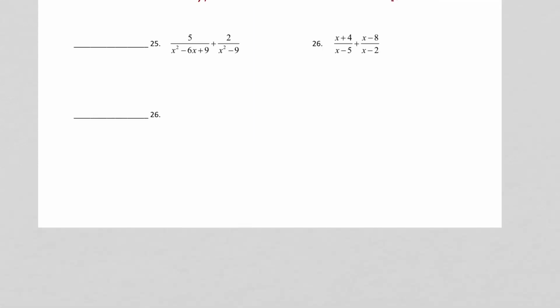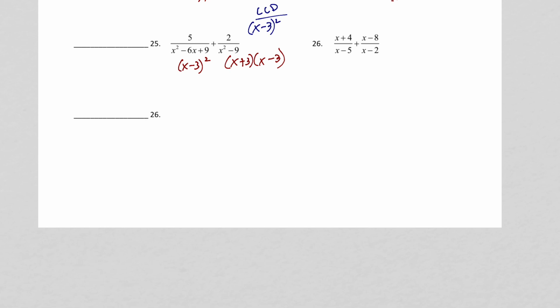Okay, before we can determine the LCD, we have to factor these. So I'm going to factor this, and this is going to factor as x minus 3 squared. This is the difference of two squares, and this will factor as x plus 3 times x minus 3. So the LCD, when I look at this, I have x minus 3, and it's to the 2 here and to the 1 here. 2 is more, so that's part of my LCD.